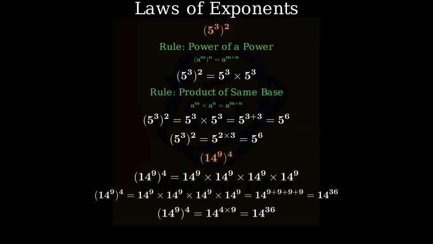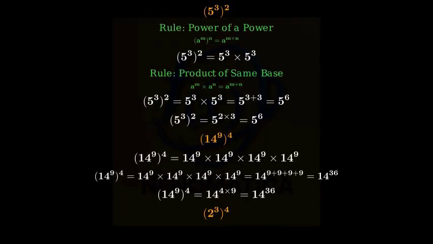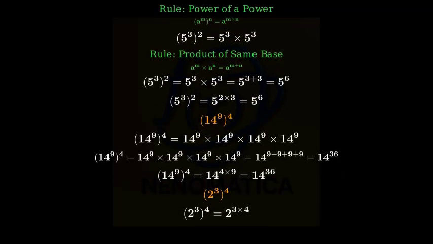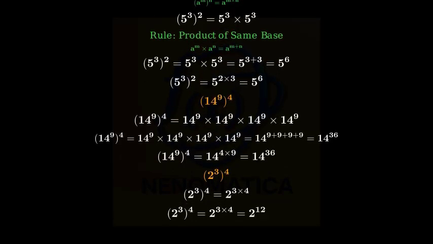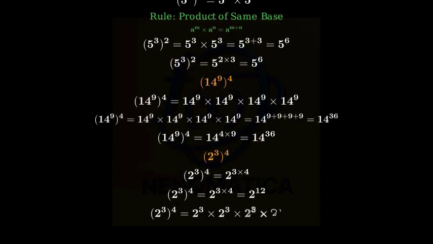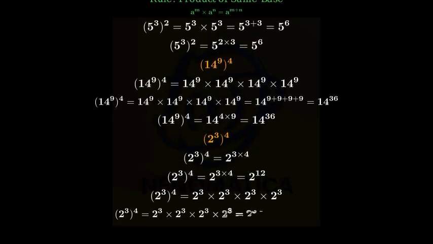Now, let's look at a practice exercise. Using what we've learned, let's evaluate the expression 2 cubed raised to the power of 4. We can apply our power of a power rule directly. 2 cubed raised to the power of 4 equals 2 to the power of 3 times 4. Calculating 3 times 4, we get 2 to the power of 12. Alternatively, we could expand the expression to get 2 cubed multiplied by itself 4 times. Adding the exponents, we get 2 to the power of 3 plus 3 plus 3 plus 3, which is 2 to the power of 12.